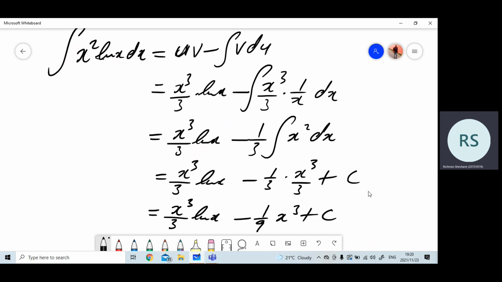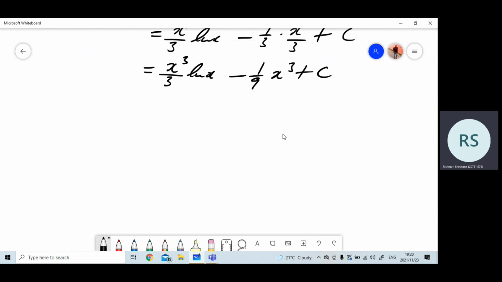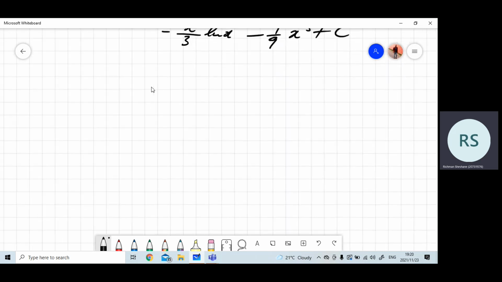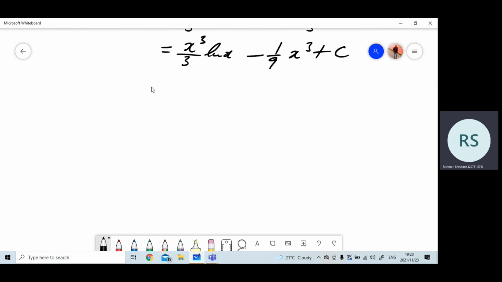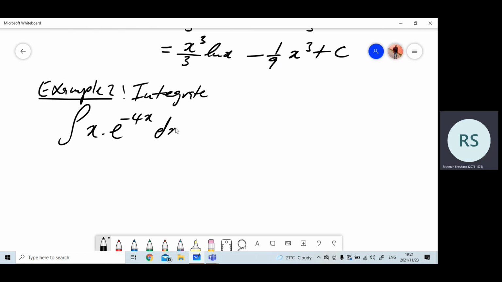Now I think you get what integration by parts is, and we're just going to focus on using this formula to evaluate our problems. Okay, let's do the second problem. Example 2: integrate x times e to the minus 4x dx.